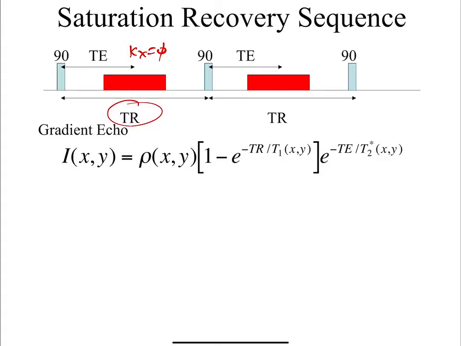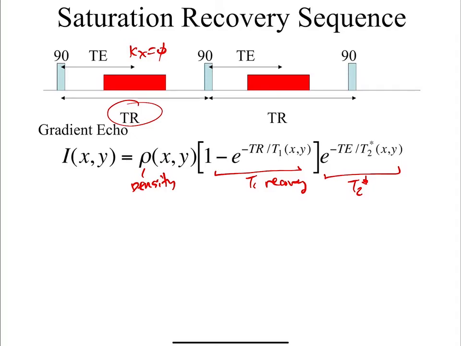And so we say at the center of K space, the gradient echo is going to have something which is, this is the density, so that's how many spins are there. This is the T1 recovery, or relaxation, and this is the T2 star. Okay, so I have how many spins are there, how quickly they're recovering back to magnetization of M0, and then how much they're decaying away.